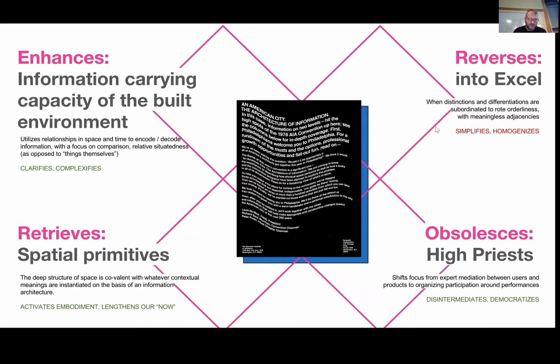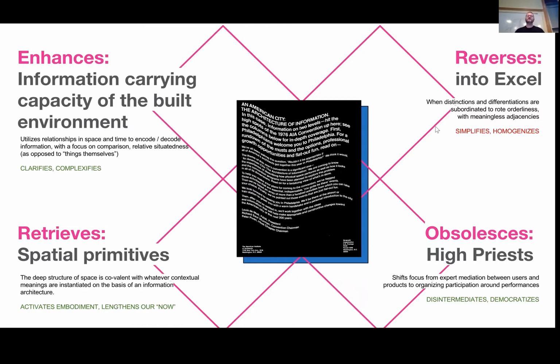Here I said the deep structure of space is covalent with whatever contextual meanings we're trying to convey. So we try to make meaning out of situating things in space, to increase the information carrying capacity of the environment. Awesome. But along with that, at the same time, there are meanings about how things exist in space that are affecting what we're doing. What does this obsolesce? What does it change the function of?